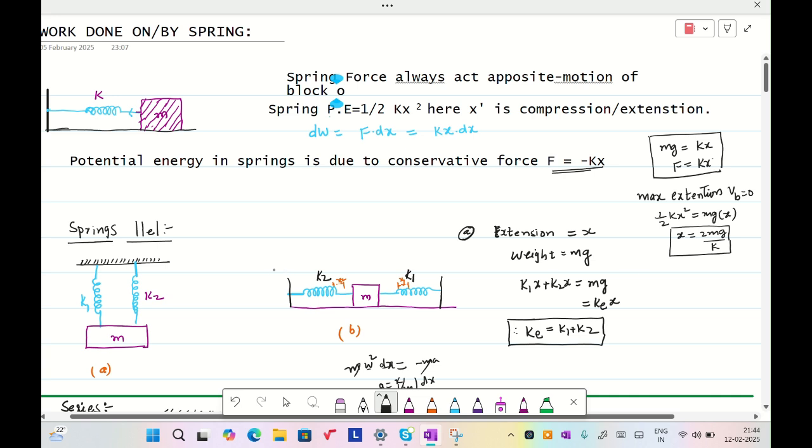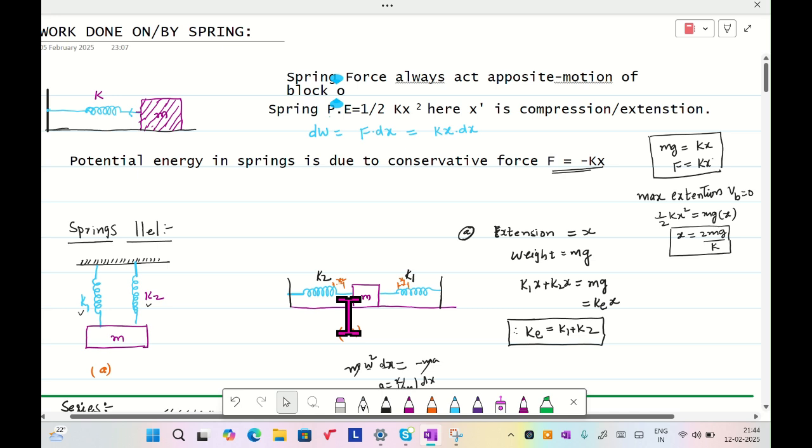Now, when two or more springs are connected in parallel or series, how much is the effective spring constant or effective potential energy? How much energy is stored in these cases? To find that, first let's consider two springs of different spring constants K1 and K2. So mass M is suspended. If the two springs are like this, it is called a parallel connection.